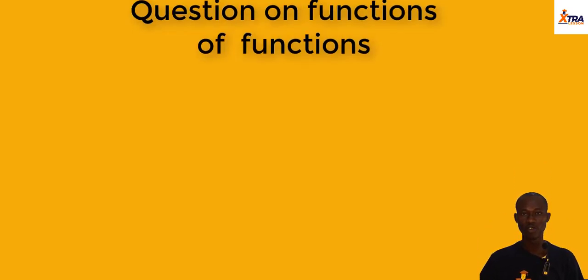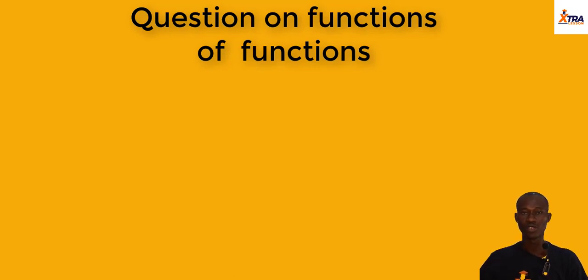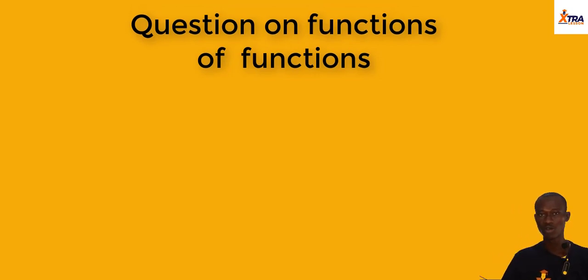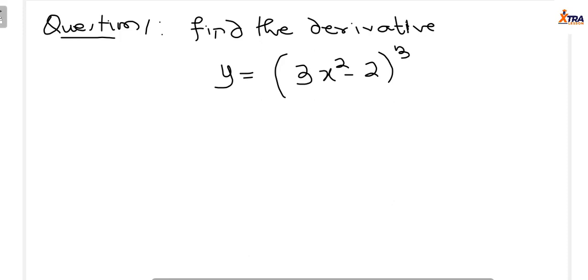So in this class now we'll be solving questions on functions of functions. So now let's see how to solve the questions on the board. Now we have to find the derivative of y equals (3x² − 2) all raised to the power of 3. Find the derivative. When the word derivative is used, it means you have to find dy over dx.